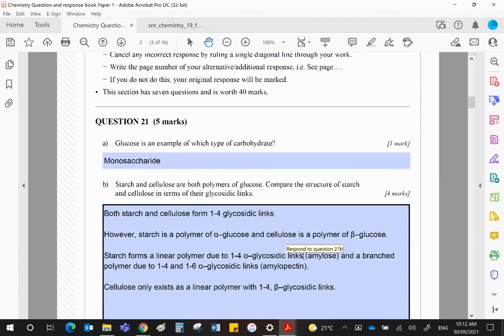I'll show you the structure in a second. This is what we call amylose. And then occasionally, every, say, 20 or so glucose units, you get a branch, and then you get a 1,6 glycosidic link to give the other form, amylopectin. This is used mainly for storage because there are more ends on a branch structure, meaning more access to the glucose when it's needed. Cellulose only forms a linear polymer.